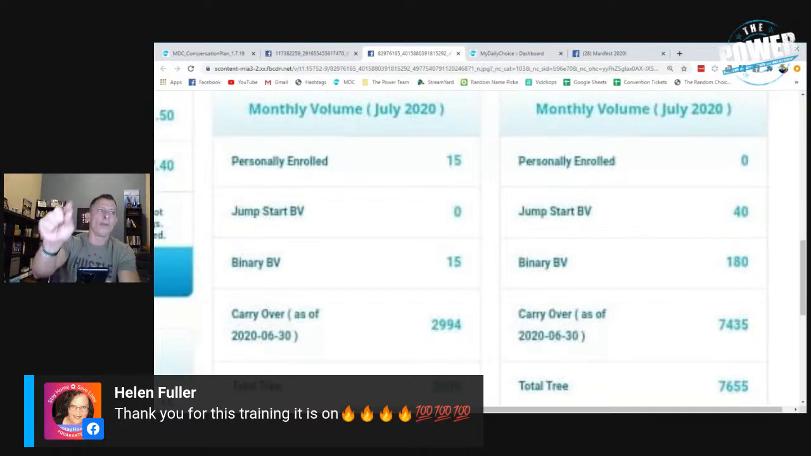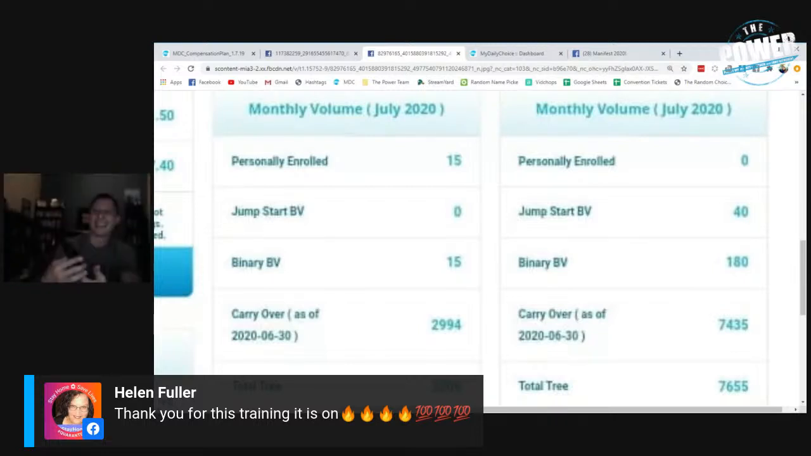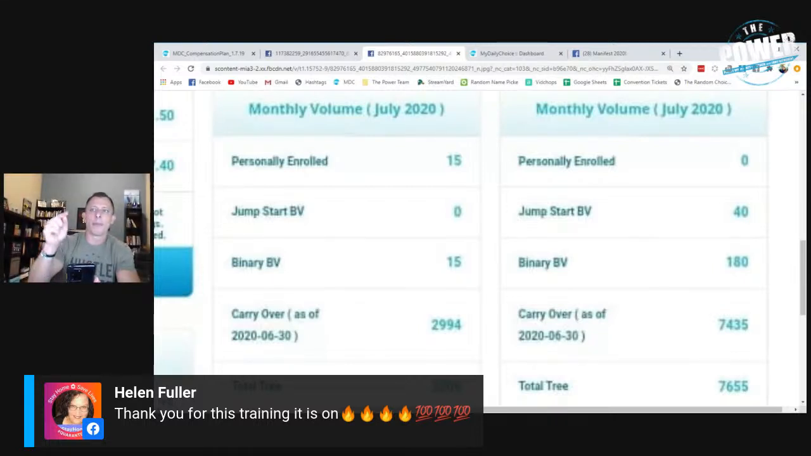You look at the carryover volume on both sides. You look at the smaller number, which is what? 2994. Okay? 2994. That is the smaller number. That's the number that you're getting paid on. But it's also going to deduct that number from the right leg in this example. So the 2994, as soon as the person gets binary qualified, here's what happens. The system says, boop, unlocked.